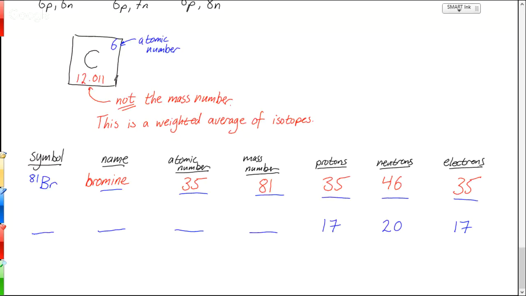All right, so the bottom one, we're not given any symbol or name. We have to come up with that. We are given some numbers. So if we've got 17 protons, 20 neutrons, 17 electrons, what's the atomic number? 17, because that always comes from the protons. And what's the mass number? 37, because that's the sum of the two. And then we've got a name and a symbol, which we can now look up, because we know 17 is chlorine, Cl. So we can write chlorine. And then our symbol is the mass number and the element symbol, 37Cl.